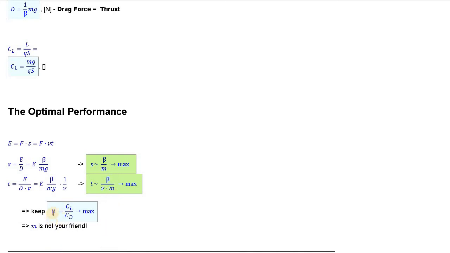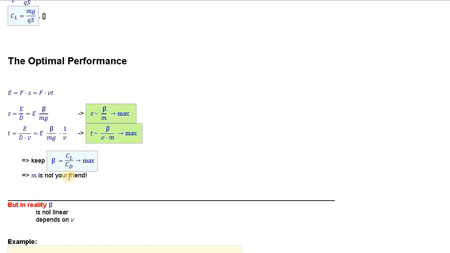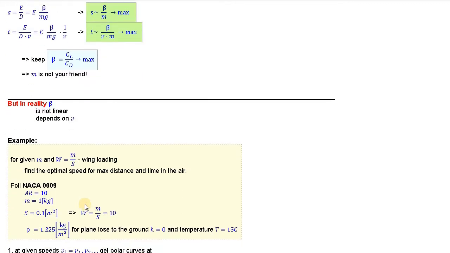Well, in reality, beta is not a constant. In reality, it depends on the speed, and the lift and drag coefficients sometimes have strange relations, and beta is constant only in a narrow range. So in the general case, it's going to be different for every point and for every speed. The problem itself is not complex, but let's see it more clearly by looking at a concrete example.